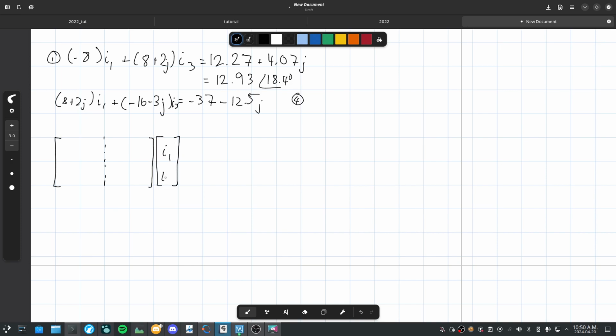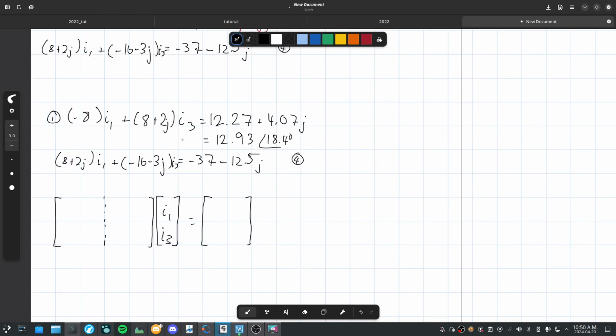This is I1, this is I3, is equal to yada yada. So this is going to be equation 1, this is going to be equation 2, this is going to be I1, and this is going to be I3. So equation 1, I1, that's negative 8. Is that right? Let me check. That's correct. Negative 8. I3 is going to be 8 plus 2j.